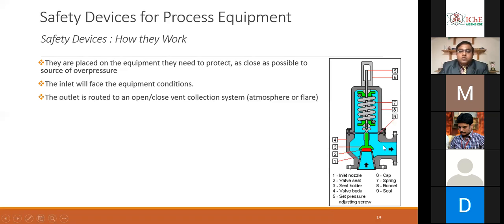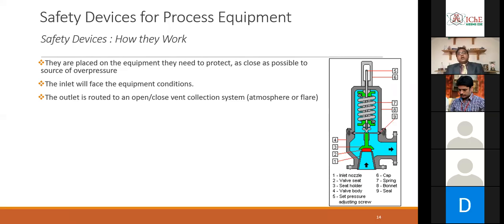The outlet is routed to an open or closed vent system. If you have seen that tall tower with a fire burning atop it, that is called the flare. In the flare, all the PSV discharges are connected and it is safely burned through the flare header. So if it is a closed vent collection system, it is a flare. This outlet is joined to the flare, or if a flare header is not available, it can be safely routed into the atmosphere also.